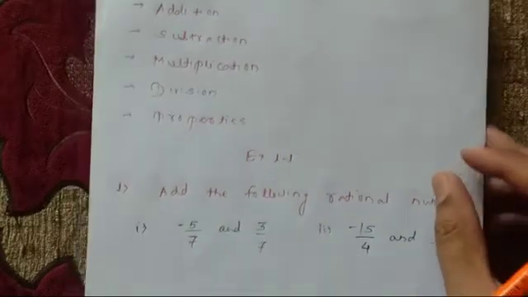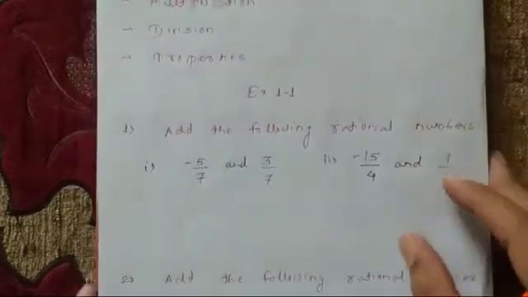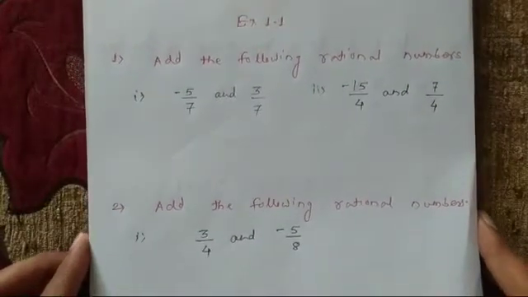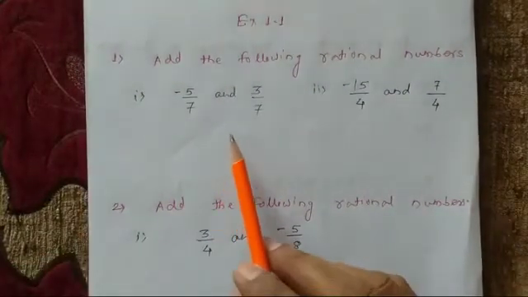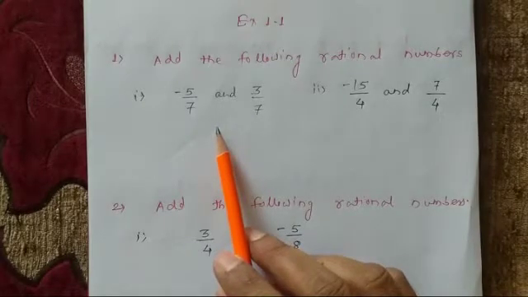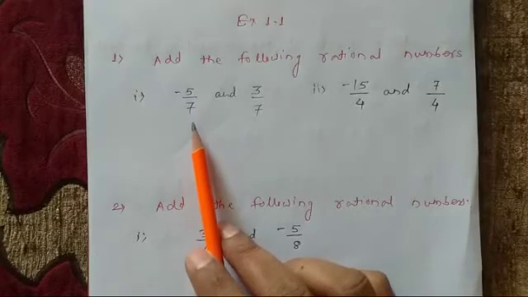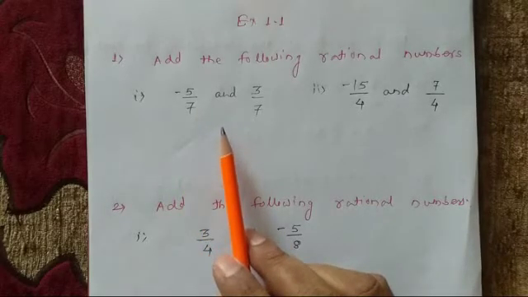So see the exercise number 1.1 from R.D. Sharma. The question number 1 is add the following rational numbers. It's very simple. You know that while adding the rational numbers we have to use the rules of addition of integers and fractions. The first question is minus 5 upon 7 and 3 upon 7.